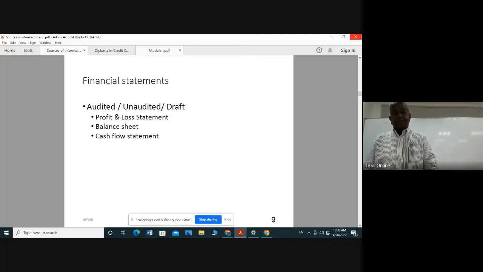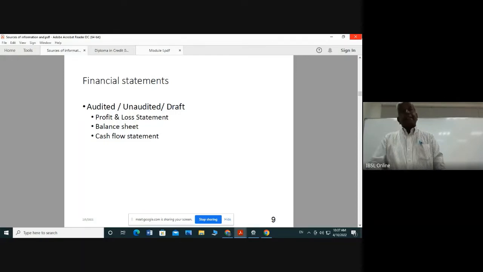Financial statement. That can be audited, unaudited, or draft. When we say financial statement, it is a balance sheet as at a particular date, a profit and loss for a period, and a cash flow for a period. It could be audited, unaudited, or draft. So this is for a particular period.